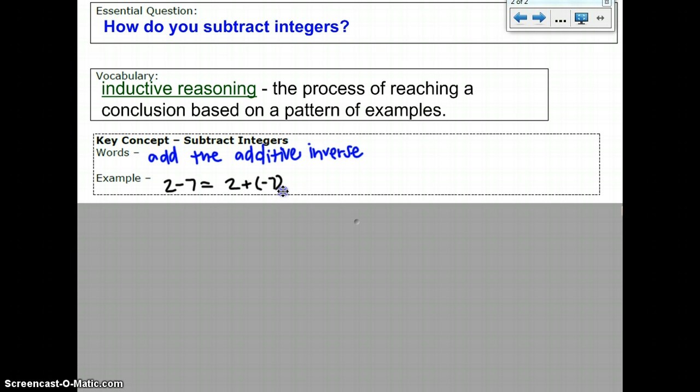We learned yesterday how to add two integers that have different signs. You subtract the two numbers, and then you take the sign of the larger number. So our final answer is negative 5 because negative 7 is bigger than 2.